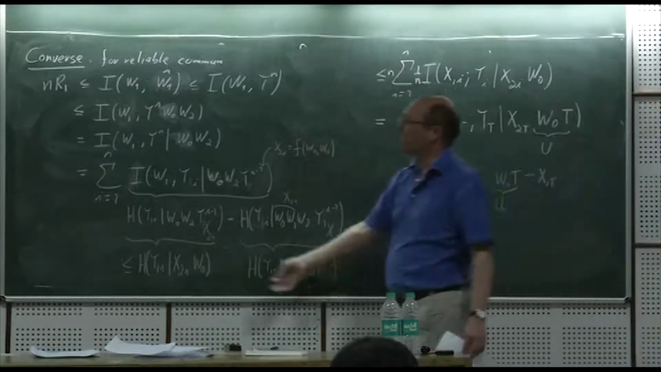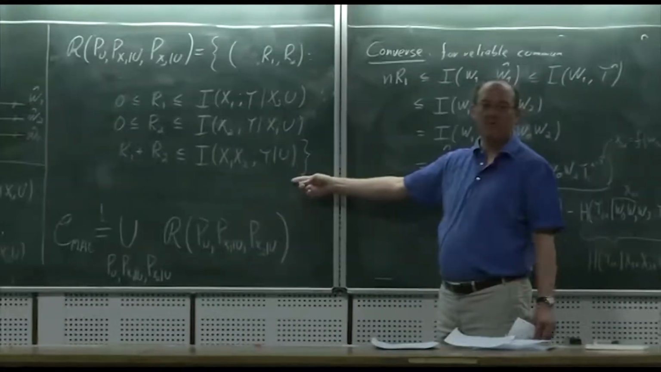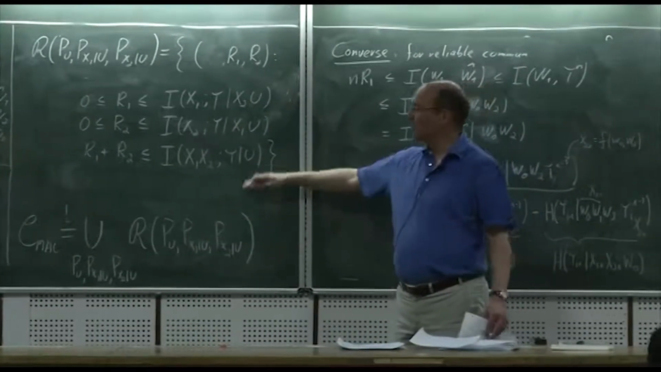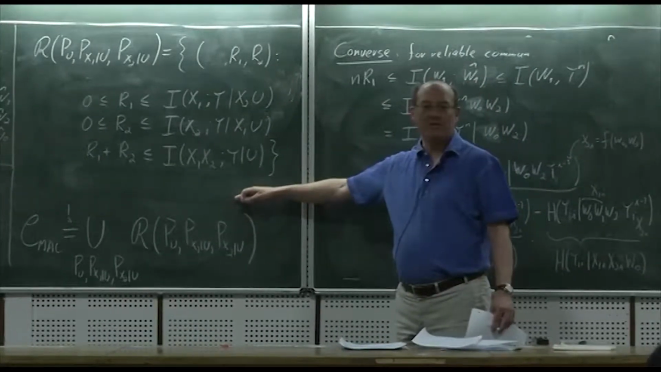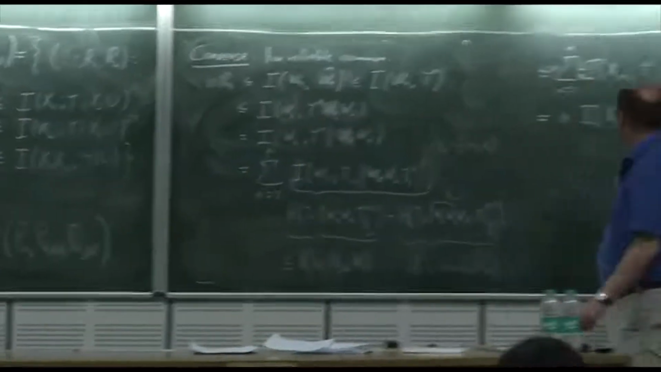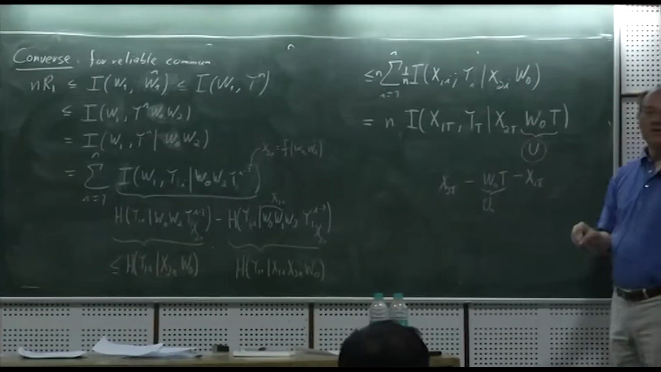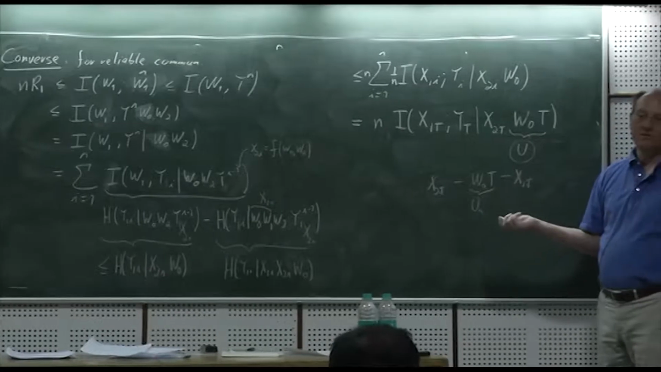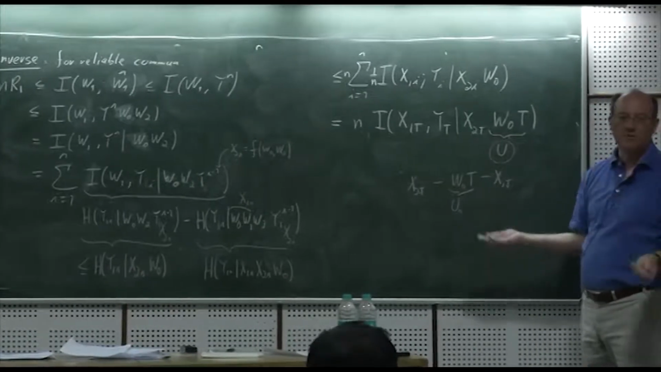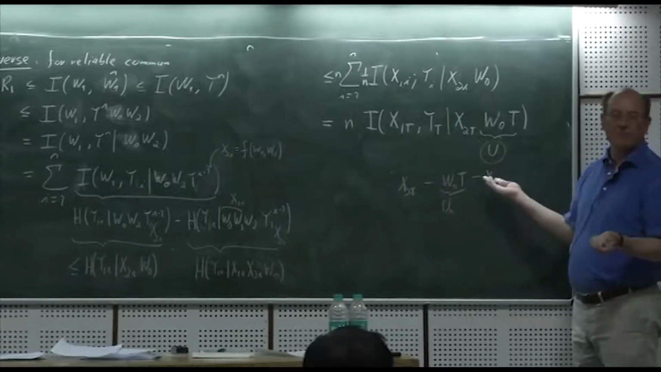Now you can repeat this for the second bound, you can repeat it for the third bound, and also for the fourth bound if we had kept it. But the important thing for me to point out to you is what U was. U is w naught and t. And if w naught's there, it's just the time sharing variable. And that's the converse, right?